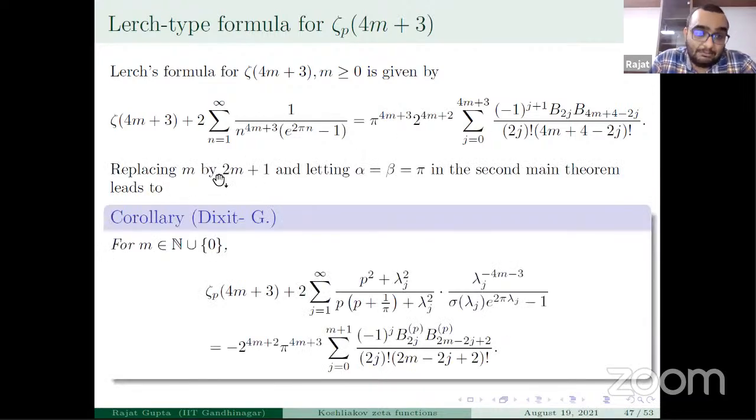And if you replace m by 2m plus 1 and let alpha beta equal to pi in the main theorem, we obtain this. And if you take p tends to infinity here, you obtain this formula.